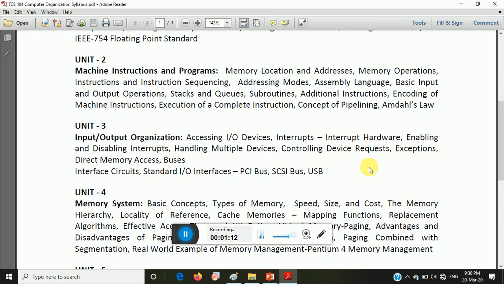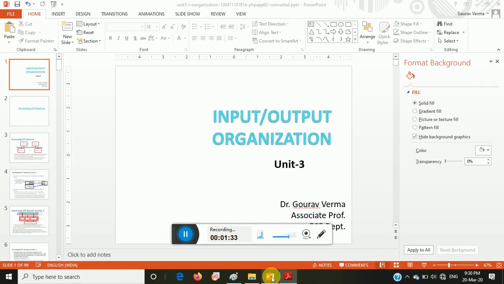Some exceptions are there, and then direct memory access, some bus interface circuits, and standard input output interfaces, for example PCI bus, SCSI bus, and USB bus. So we will discuss all about input output interfacing with the microprocessor. This is the starting of our unit, and in this we will see how we can work over the input output interfacing. So let's discuss it.